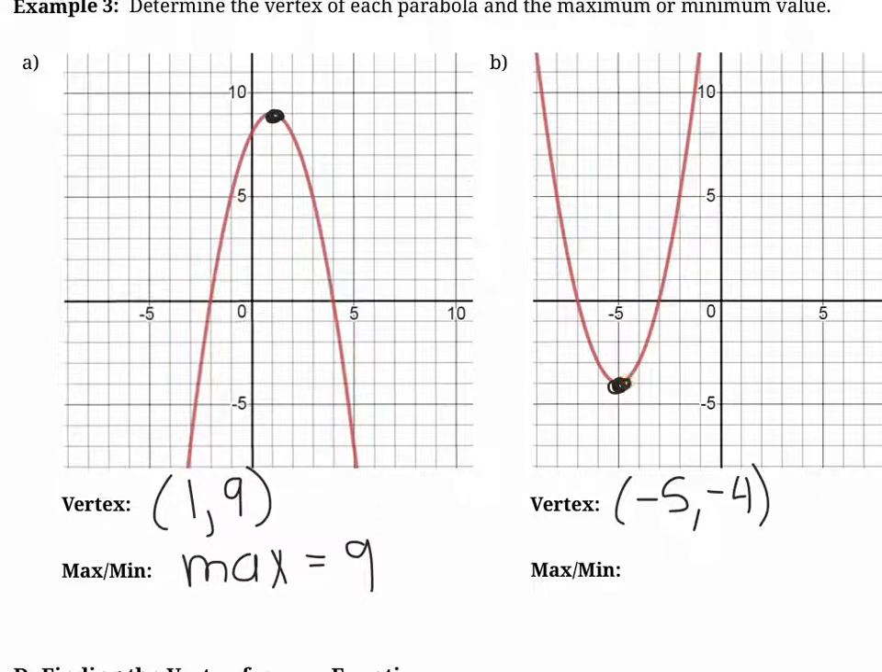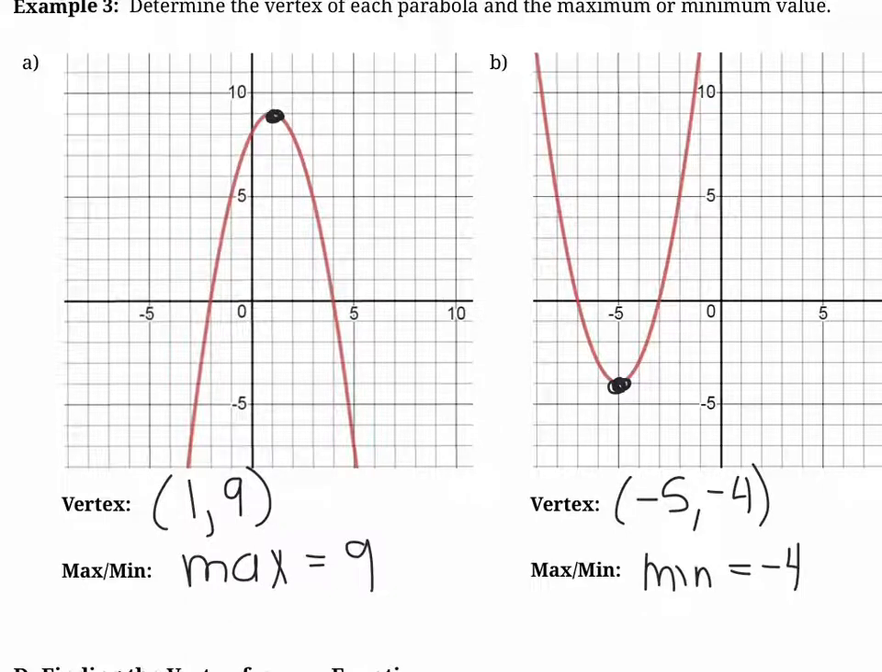How about here? This vertex, because this parabola opens up, is the smallest value possible. What is the min value? The minimum value is negative 4. So now that we've read off the vertex and we've done some examples of what a maximum is and what a minimum is, we're talking about the y values.